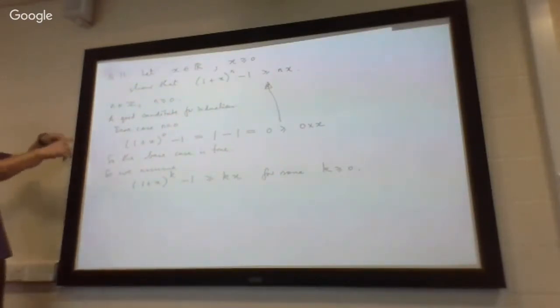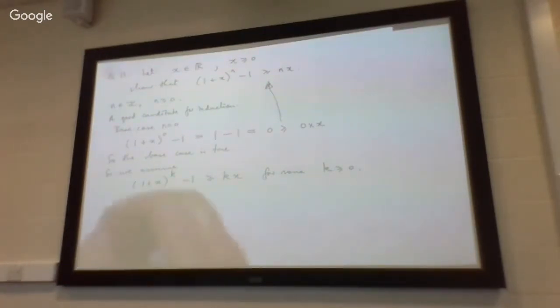Beware of what base case you're using, whether it's 0 or 1 or something else. So now, from this, we'll derive the inequality for n equals k plus 1.